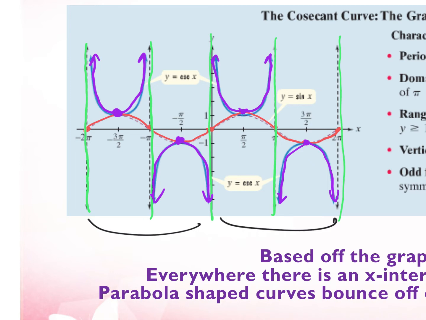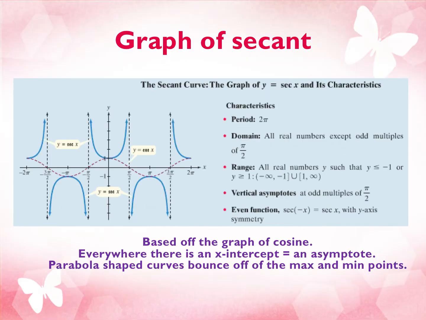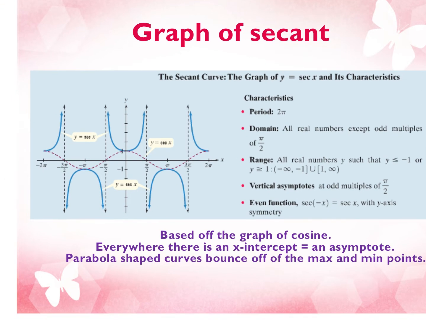So let's go ahead and look at the secant graph. And we're going to do the same thing. We're going to graph the cosine graph first. Remember, the cosine graph always starts at 1 unless there's an amplitude. And then from there, it'll go down at pi over 2 to the x-axis. And then at pi, it goes to -1, 3 pi over 2 back to 0.